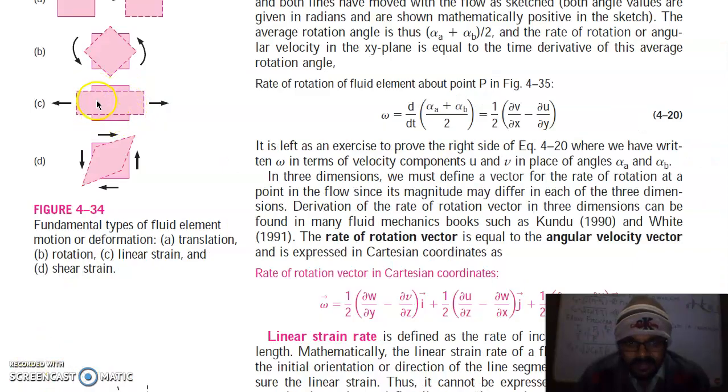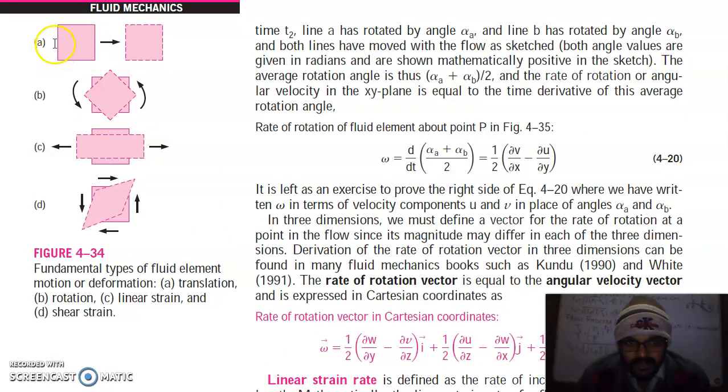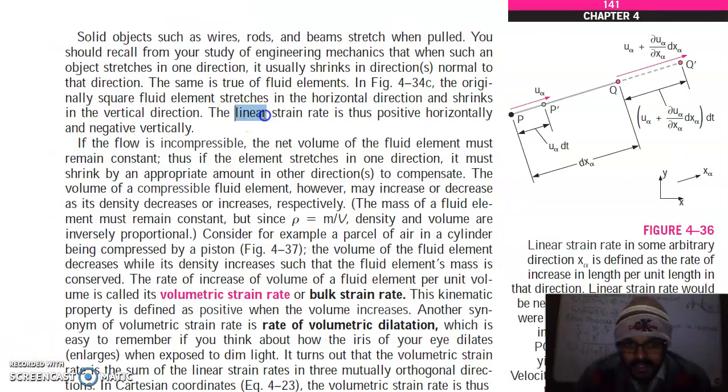This is the original element. This solid line is the original element and this dotted line represents the final element. So when you stretch from both sides, its shape will change. The dotted line will represent the final shape. It will stretch in the horizontal direction and in the vertical direction its height has decreased by this much amount. So the linear strain rate is positive horizontally and negative vertically.